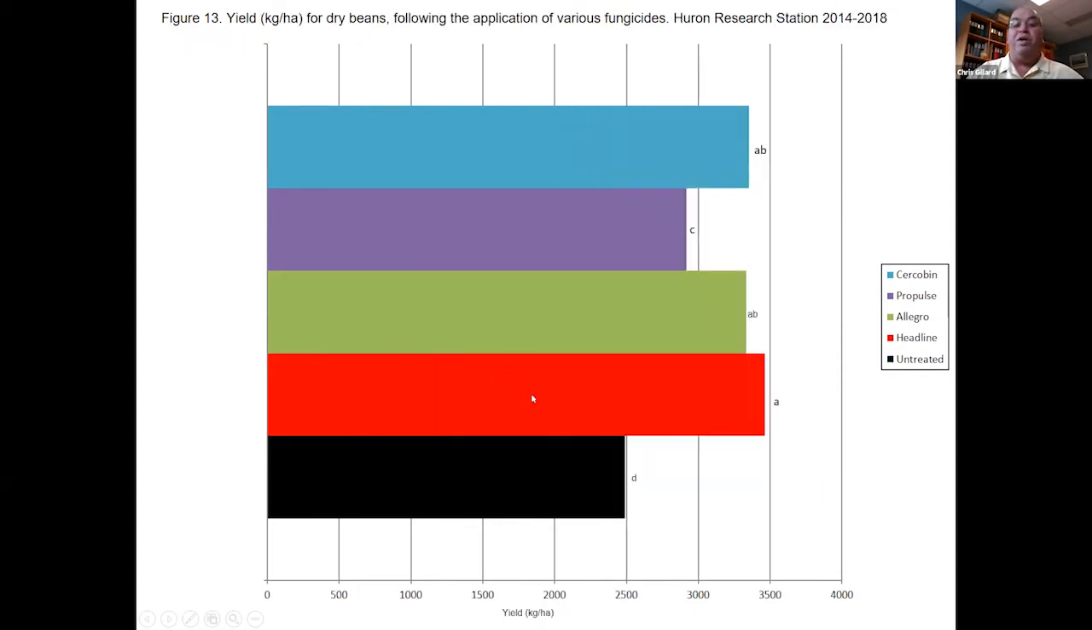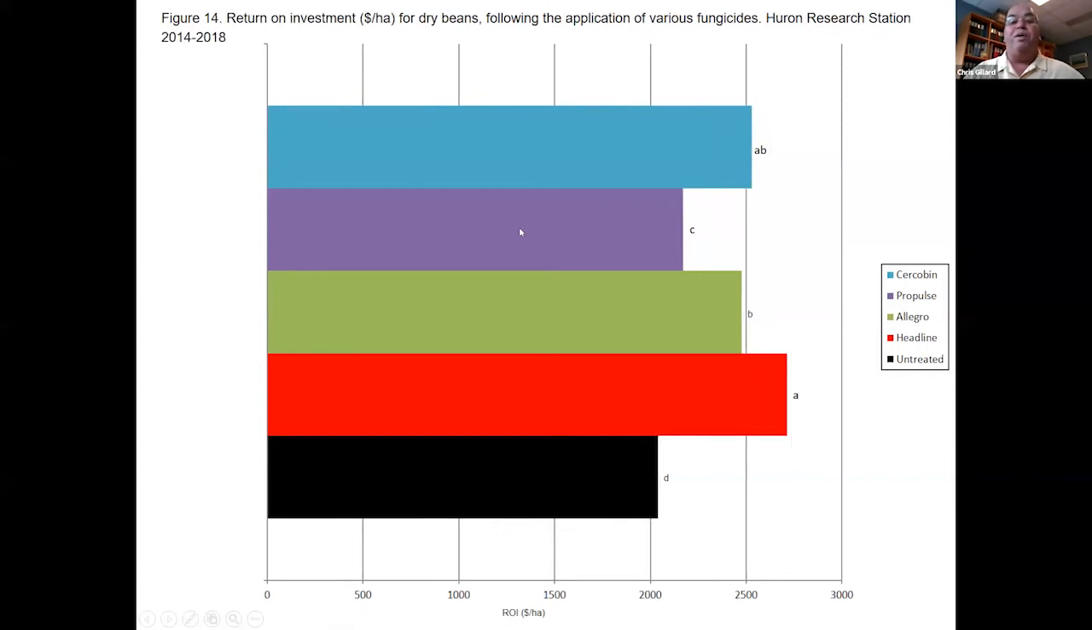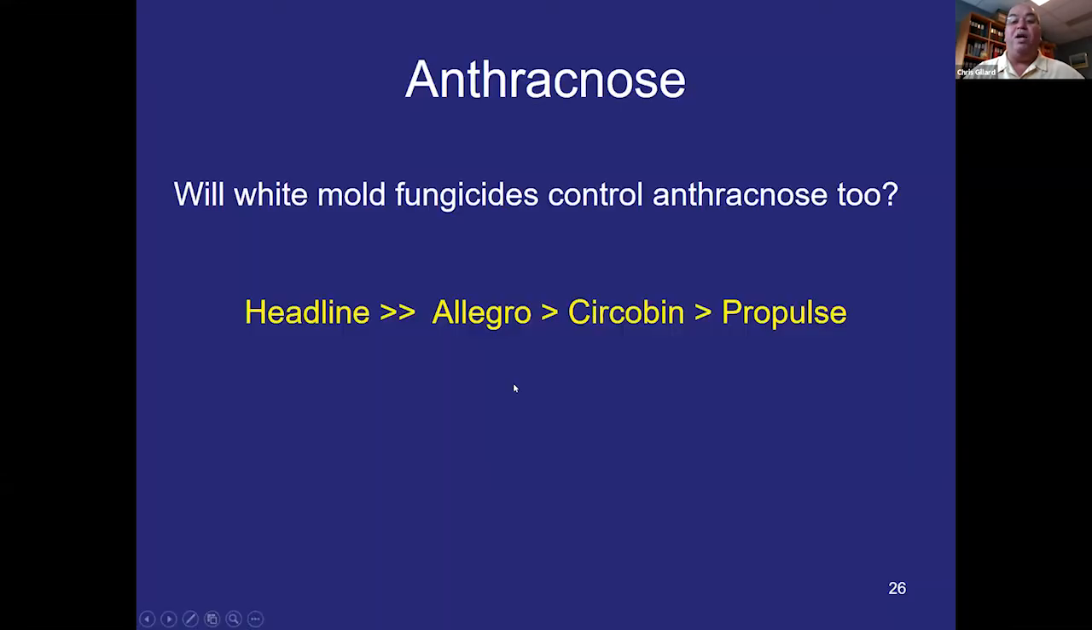When you look at yield, we got similar yield out of Allegro compared to Headline, which is wonderful. Cercoben snuck up and gave us similar yield again, and Propulse a little bit weaker for yield because of the damage the disease did to the crop. And then if you look at the ROI, dollars per hectare, Headline shining a little bit better because it's not just yield, but also better quality seed. Allegro being slightly poorer, Cercoben shining quite well, and then Propulse being a little weaker again, I think maybe because of the lower yield and quality.